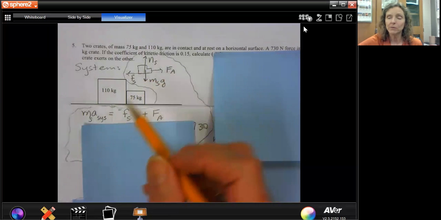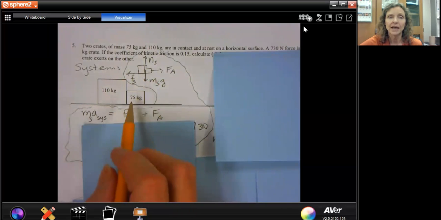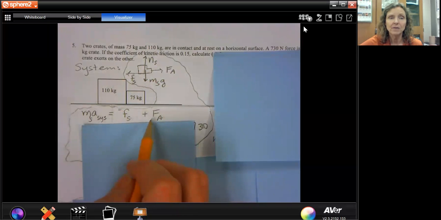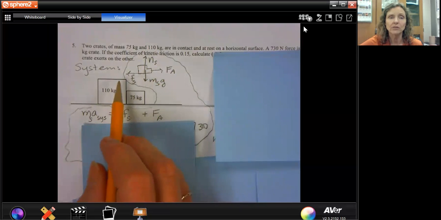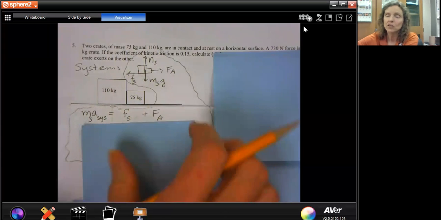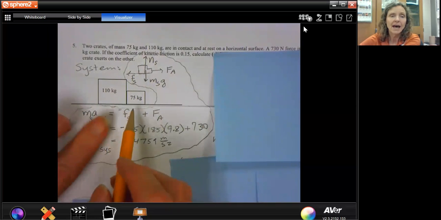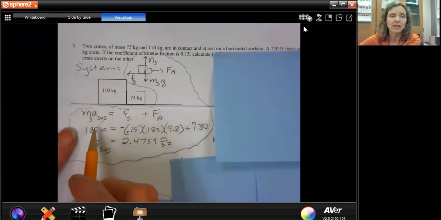So when I come down here, I write sigma F equals MA, and right there I've got the same subscript, MS, that I had up here, and I'm listing the same force labels. So I have FS and FA because I'm interested in what's happening in the horizontal direction. The other two forces are going to be balanced. So this is in the X direction. When I do that, I plug in 185 kilograms because I added these two together. So that's the mass right here.